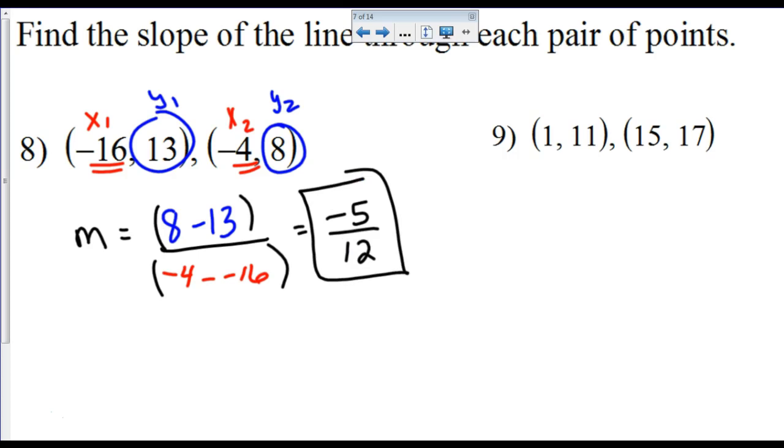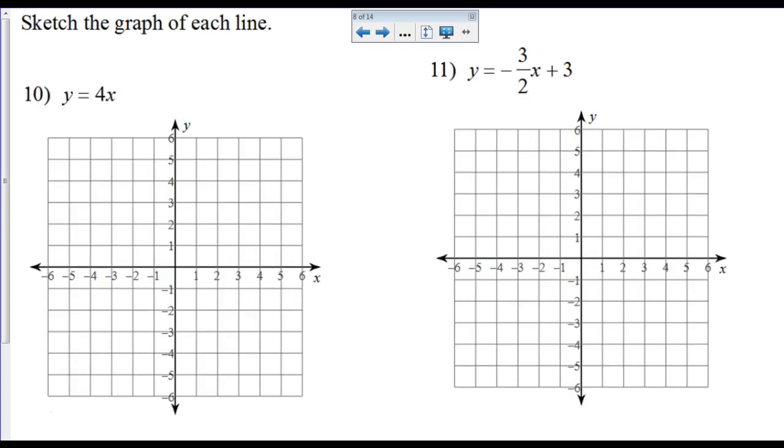All right, again, I'm going to skip the next example because I'm bored. All right, so now we're on the back of worksheet 1, and we are graphing some lines. So our first few lines are in what we call slope-intercept form, which you do have to know for your test.